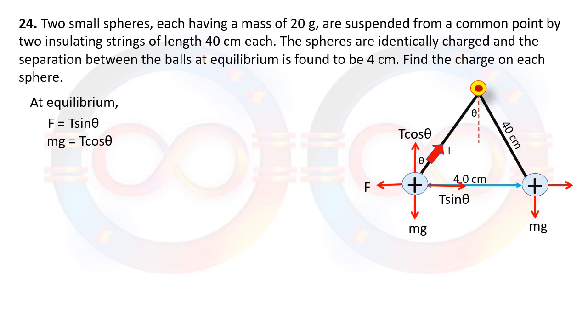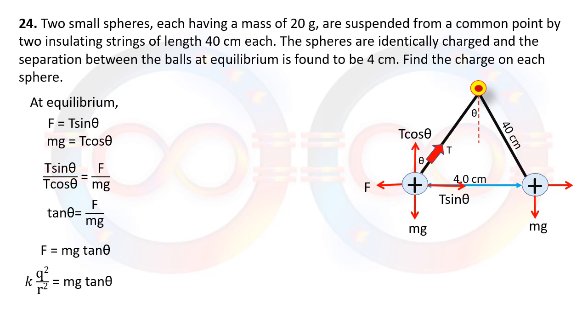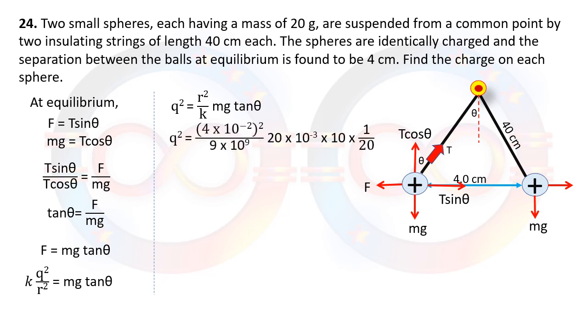Similarly, again at equilibrium, horizontal components will be equal to vertical components, and tan theta is equal to F by mg. F is equal to mg tan theta, and F we know already, it is k q square upon r square. So if we take this formula, it will be q square is equal to r square upon k mg tan theta. r we know, k we have the value 9 into 10 raised to 9, m value is given 20 gram, g 9.8, tan theta 1 by 20.